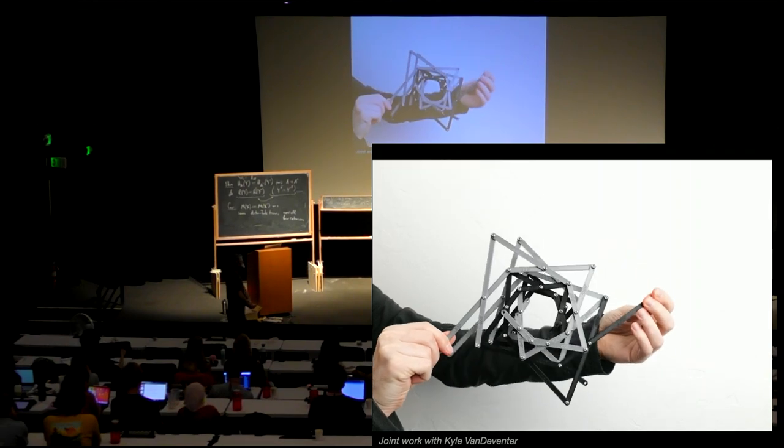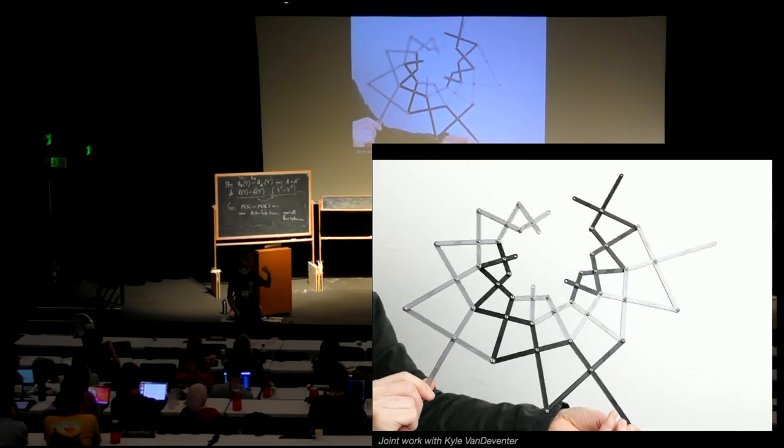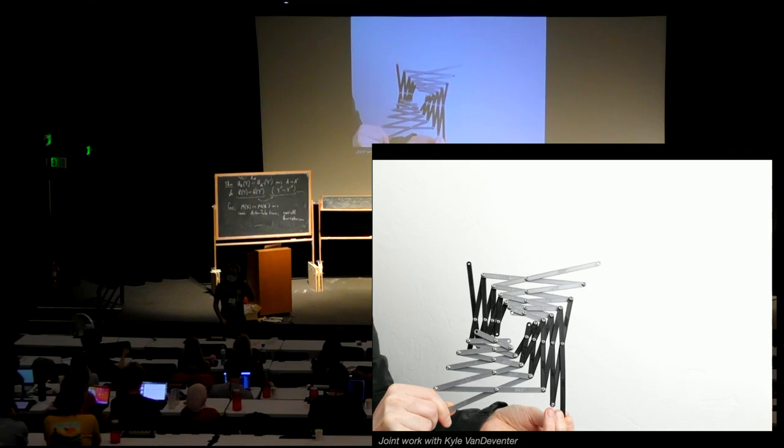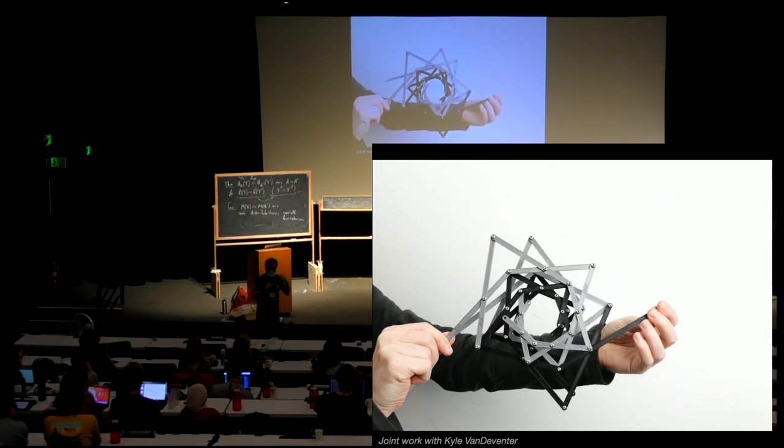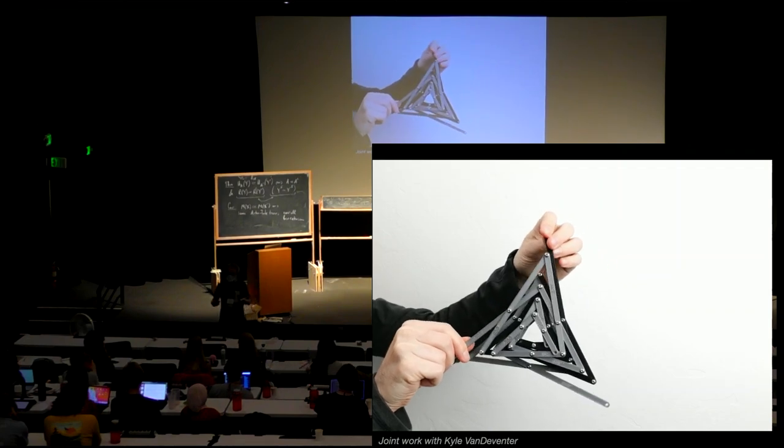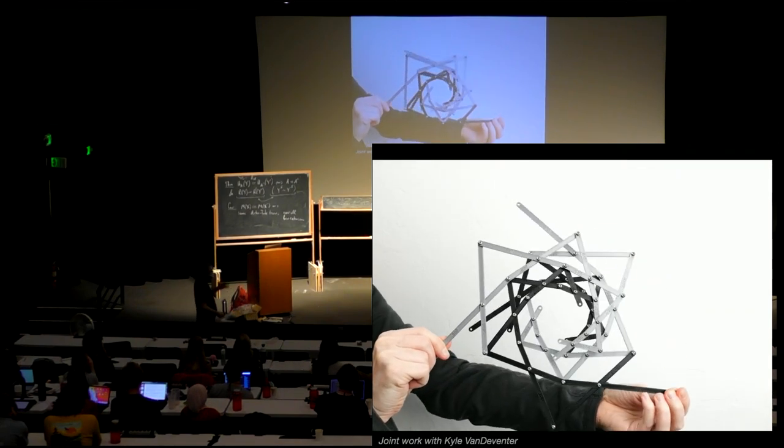And here's a different one. You can see there's this sort of self-similarity thing going on here. There's an interesting little mathematical problem. What are the different ratios of lengths of arms that will make this move? There are certainly some things you can do where it will just seize up.